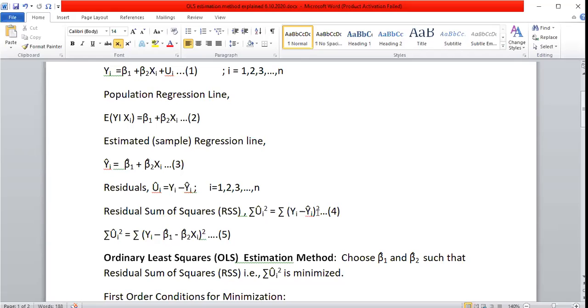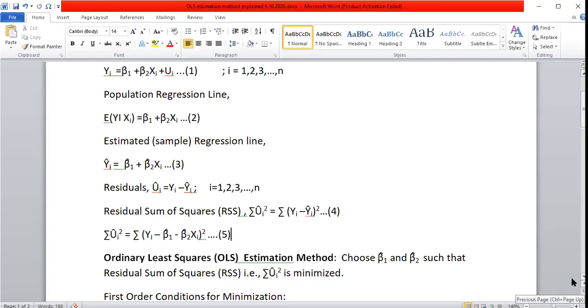So if you plug in the value of y hat, the estimated y, you get summation ui hat squared equals summation of yi minus beta 1 hat minus beta 2 hat xi, whole squared.